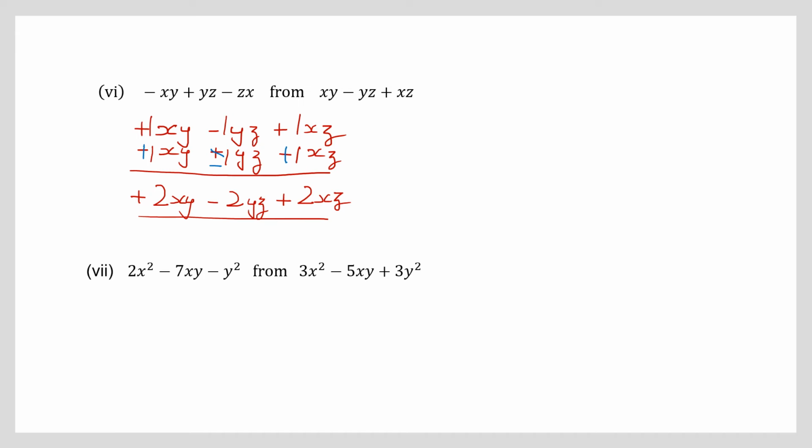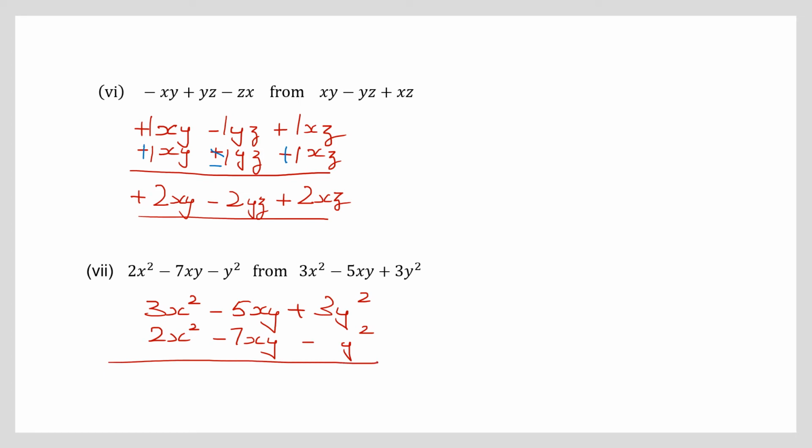Seventh one. From this, so let's write the second one first. 3x square minus 5xy plus 3y square. Write down this first expression below this. 2x square minus 7xy minus y square. Let's write what's missing. Plus, plus, then here we have 1. Okay, now change the signs of the second row. Minus, plus, plus.